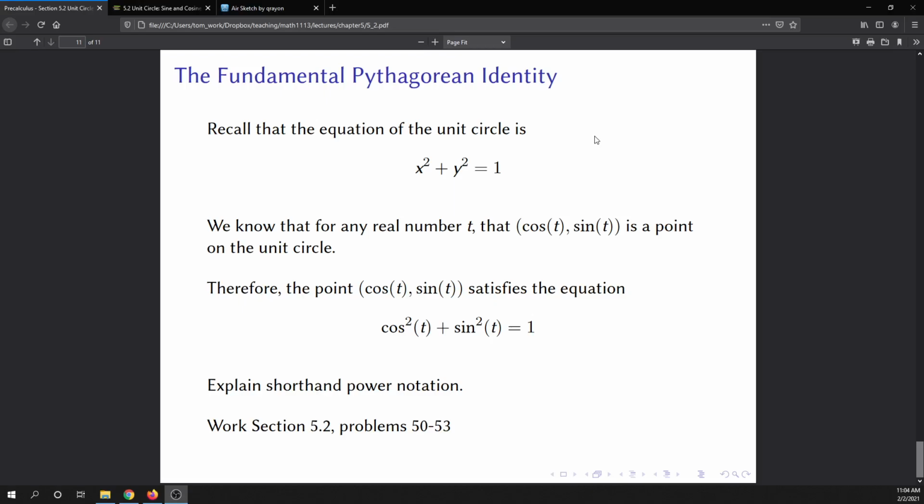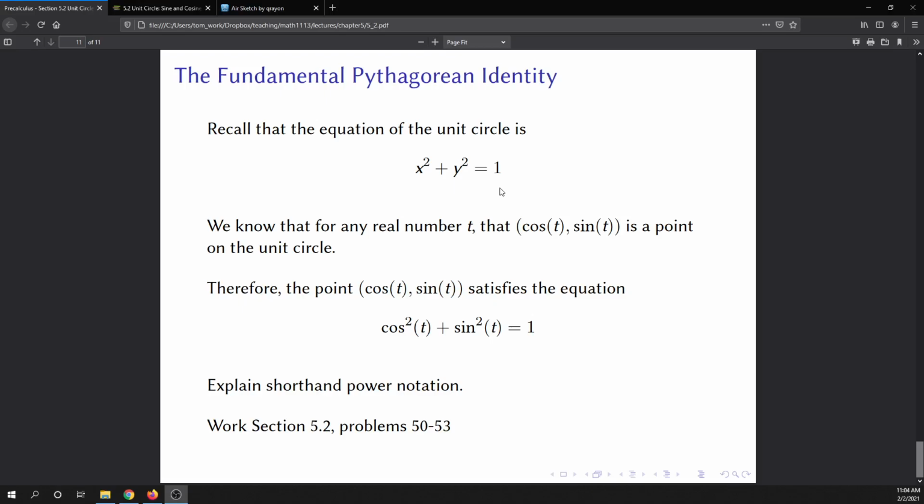There are a lot of these in trigonometry and pre-calculus, but this one is the fundamental one. It's one of the most basic ones, and one from which a lot of the other identities follow. It basically comes from the equation of the unit circle. Remember, at the very beginning of this section, we started talking about the unit circle and its equation, x squared plus y squared equals 1.